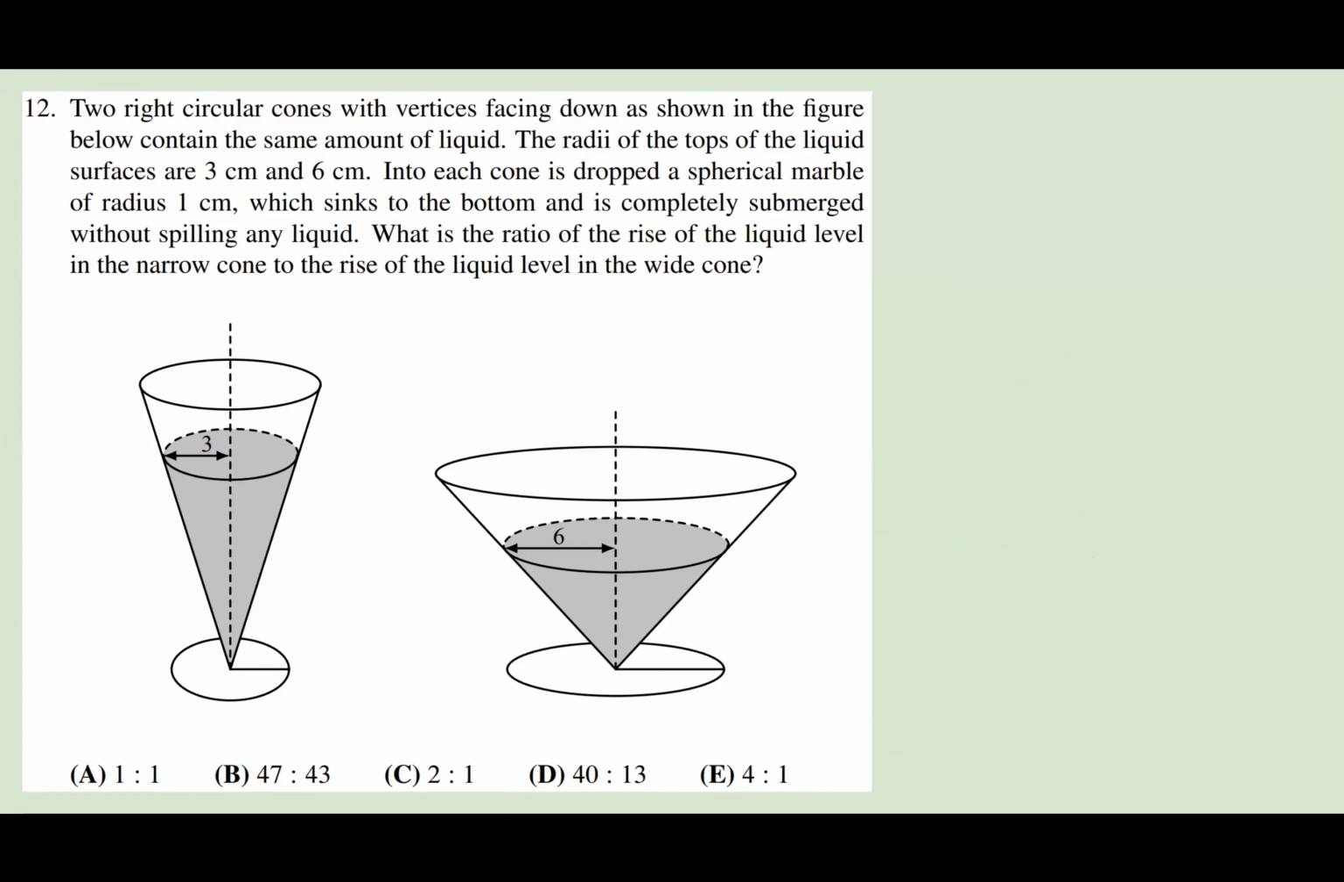Okay, so it says 2 right circular cones with vertices facing down as shown in the figure below contain the same amount of liquid. The radii at the tops of the liquid surfaces are 3 centimeters and 6 centimeters. Into each cone is dropped a spherical marble of radius 1, which sinks to the bottom and is completely submerged without spilling any liquid. What is the ratio of the rise of the liquid level in the narrow cone to the rise of liquid level in the wide cone?